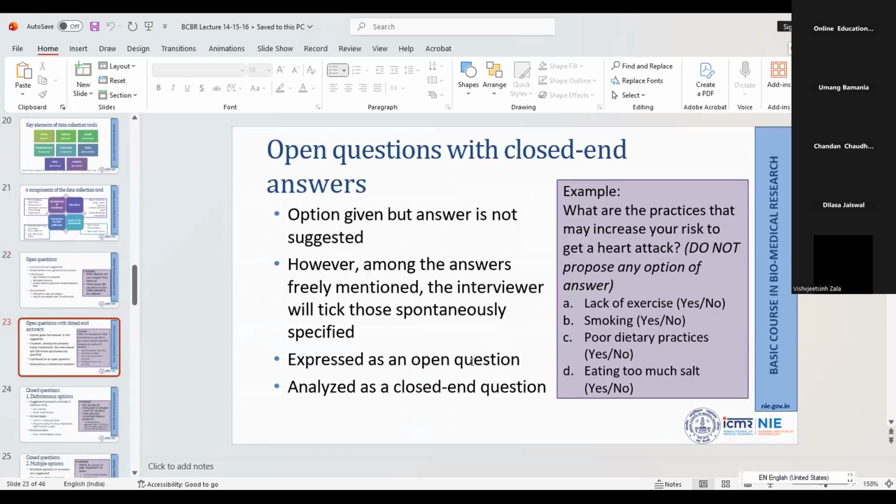Next is open question with close-ended answers. Here options are given, but the answer is not suggested to the respondent. For example, what are the practices that may increase your risk of getting a heart attack? Here we do not give any suggestion; options are given and in the bracket it is given yes or no. So the respondent himself will choose any one option. However, among the answer field mentioned, the interviewer will tick those spontaneously specified, expressed as an open question, and here analysis will be done as a close-ended question.